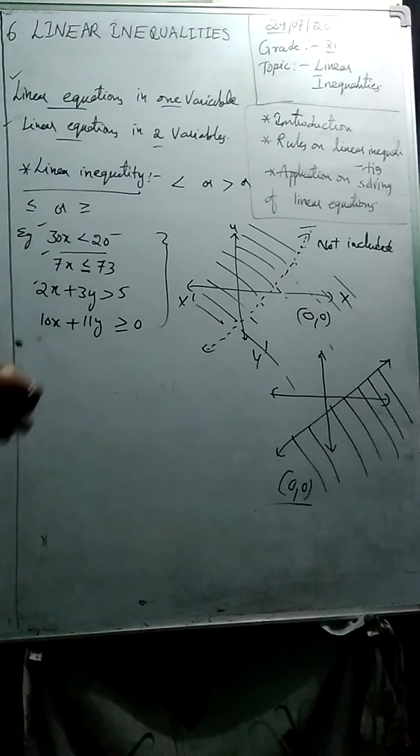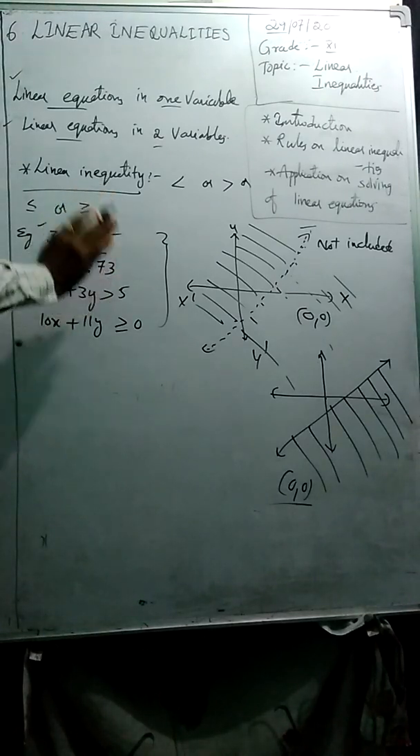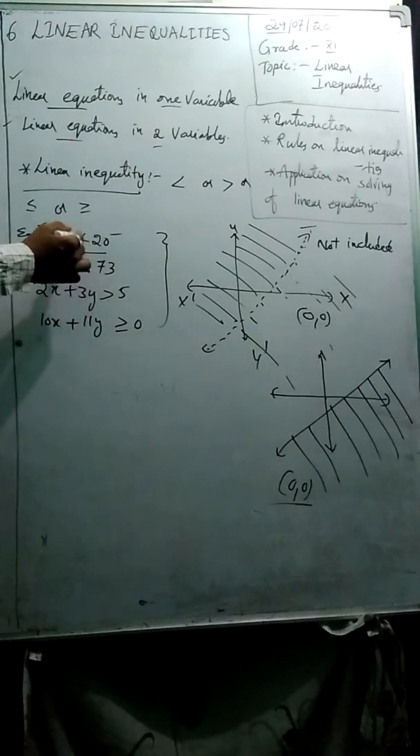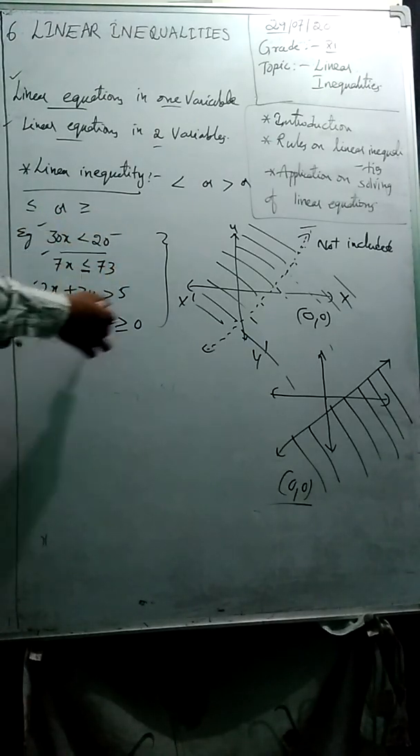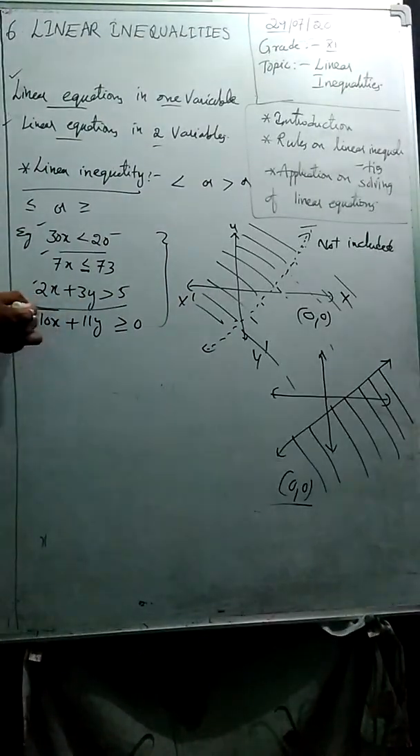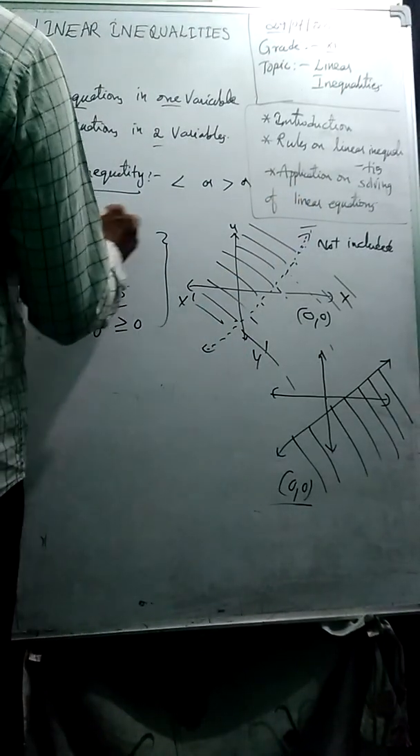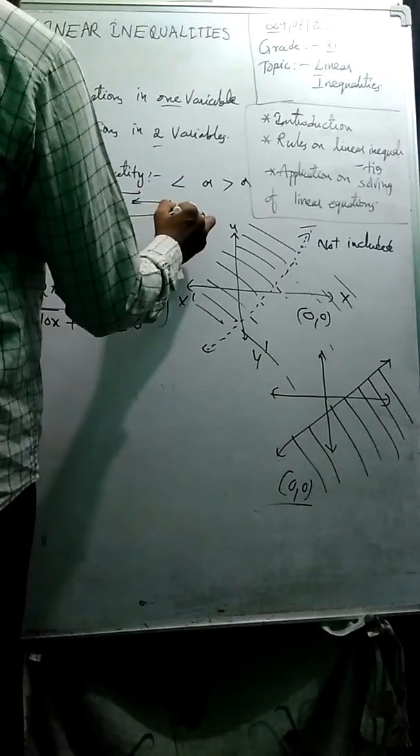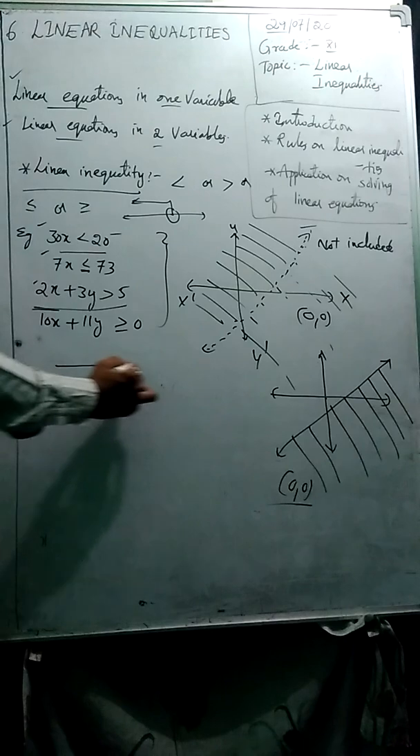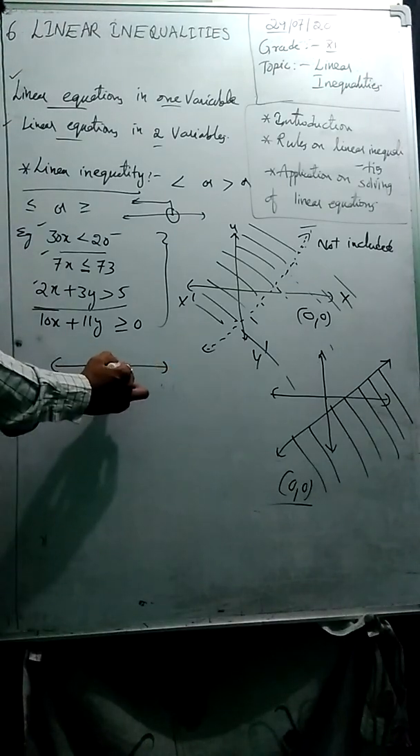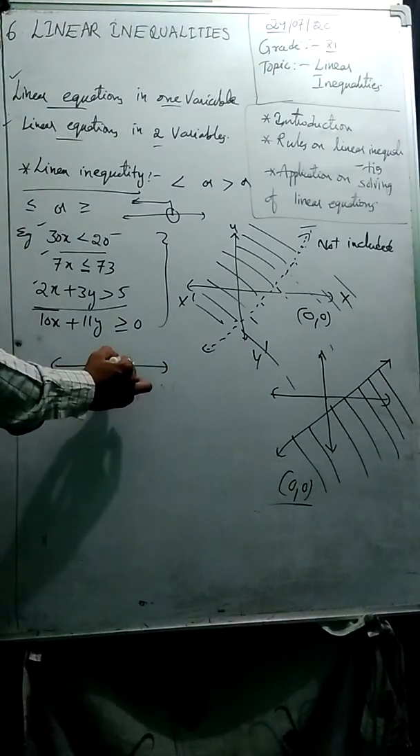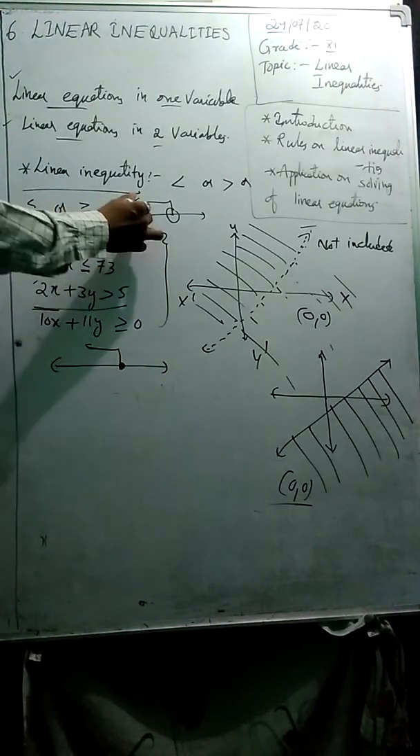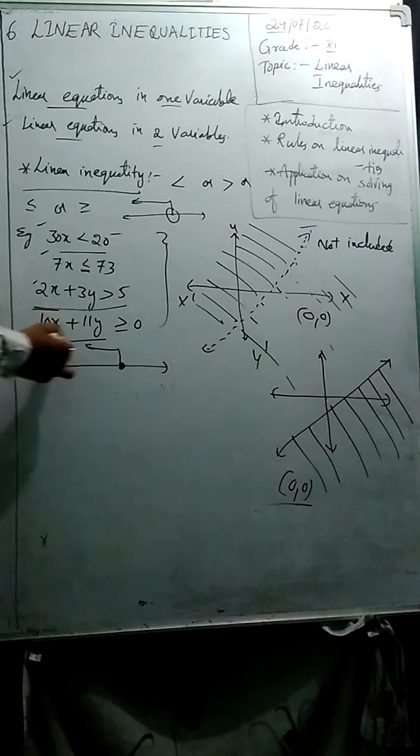When we have equal, this point or this line is included. When we have only greater than or less than, this point or line is not included. Two variables represent a straight line. If it is a single variable, we represent it in this manner. If it is not included, we take it like this. If it is included, we take a dark point and represent it like this. If it is two variables, it is a straight line.